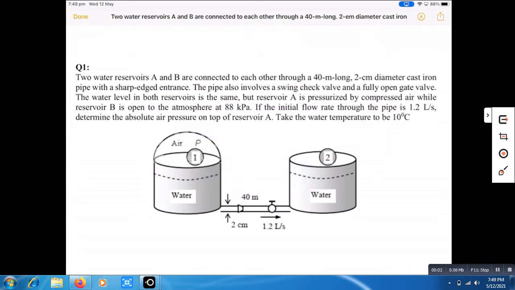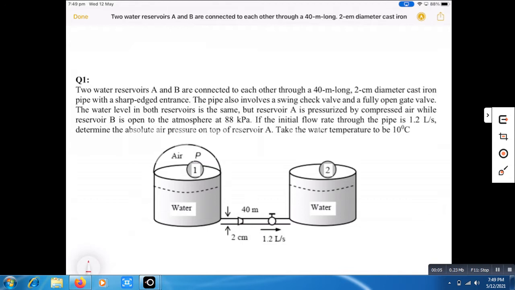Question 1, tutorial 10. In this question, we have two water reservoirs A and B. A and B are connected to each other through a 4 meter long, 2 centimeter diameter cast iron pipe. This one is the material, so from the material you have the roughness E.